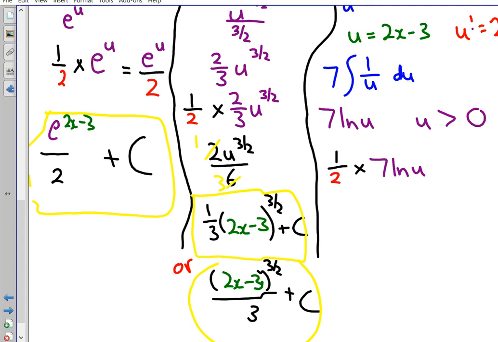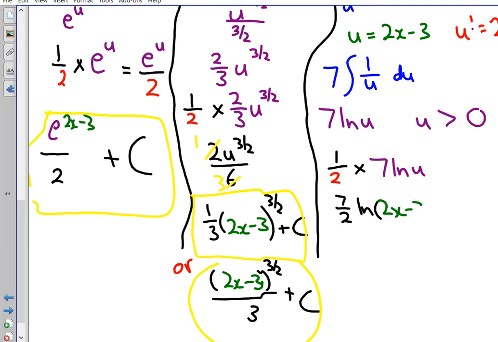Okay, so, like you said, when you multiply these two together, you'll get 7 ln u over 2, or you could say 7 over 2 ln u. And let's sub in the u. I'm going to sub in the u now to save myself a bit of time: 2x minus 3.